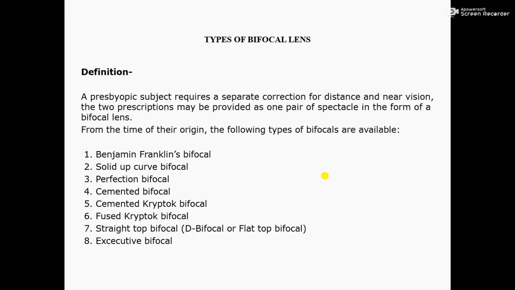There are different designs of bifocal available nowadays. Number 1, Benjamin Franklin bifocal. Number 2, solid upcurve bifocal. Number 3, perfection bifocal. Number 4, cemented bifocal. Number 5, cemented cryptic bifocal. Number 6, fused cryptic bifocal. Number 7, straight top bifocal, another name is D bifocal or flat top bifocal. And number 8 is executive bifocal.